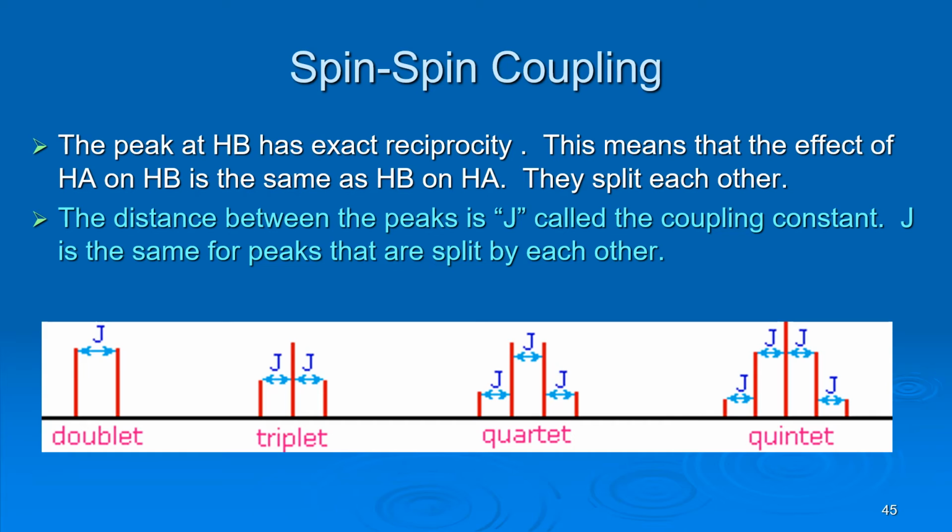So we call that the coupling constant J. If you look back at some of the previous examples, the distance between the peaks will be the same if those two hydrogens are connected to each other. So this J is called the coupling constant. That's not something we'll use too much in this class, maybe if you go on and do more with NMR.